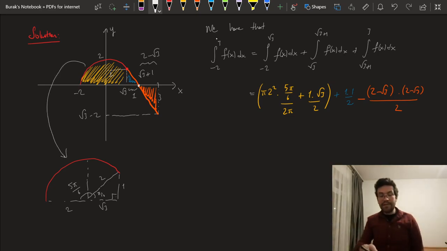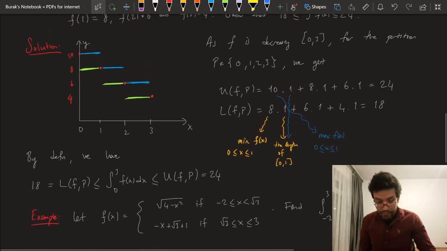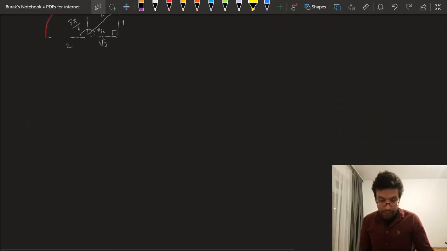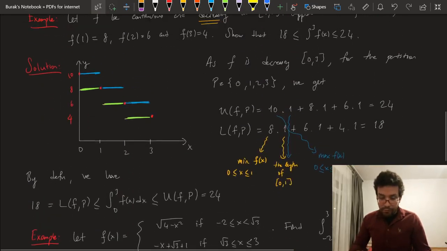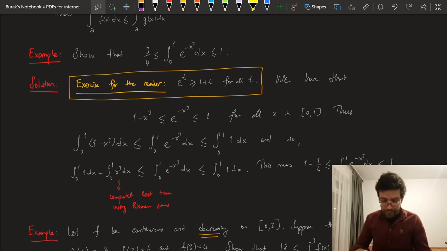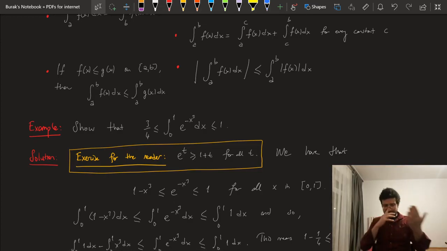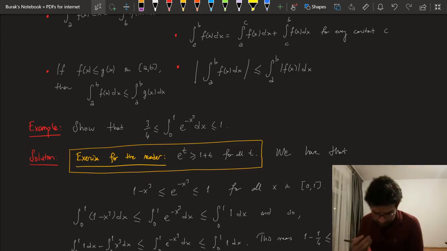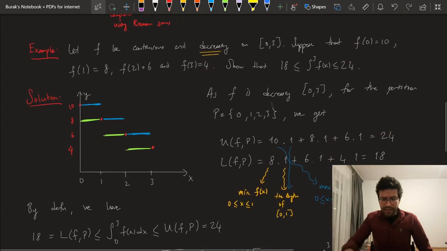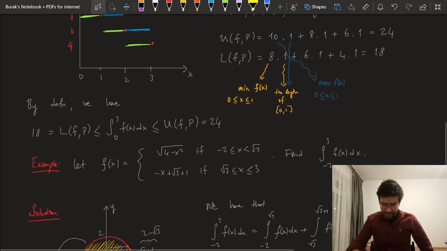So this is the integral of this function over this interval. Let's see, we solved 3 questions. This one basically uses one of these properties, namely if f is less than g, the integral of f is less than the integral of g. And this one is about Riemann sums. It's a nice question, so that's that.